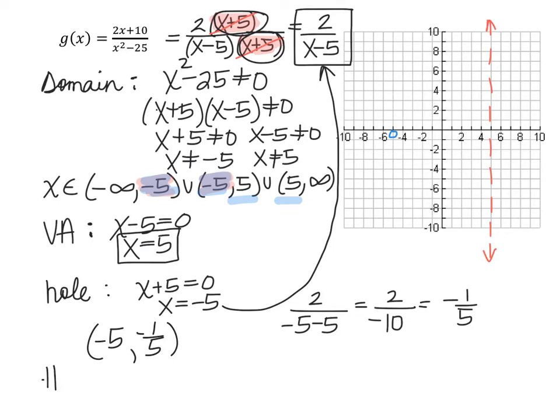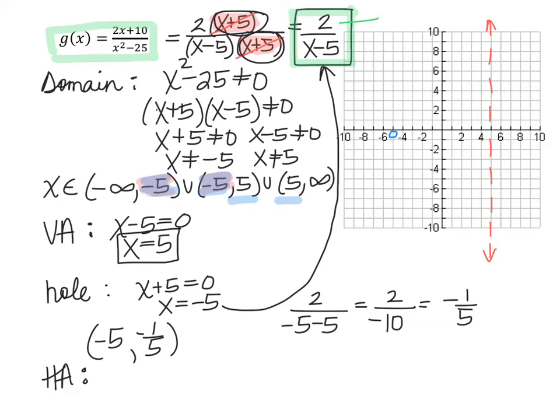So next we're going to move on to the horizontal asymptote. And the horizontal asymptote is found by analyzing the degree of the numerator and the degree of the denominator. Now, for the horizontal asymptote, we're going to go ahead and use this simplified function, 2 divided by x minus 5. Because the simplified function, 2 over x minus 5, is going to be identical to the original function, g of x. The only difference between these two graphs is that the original function has a hole in it. So therefore, these graphs are identical everywhere else, so we can use the simplified function to determine the horizontal asymptote.